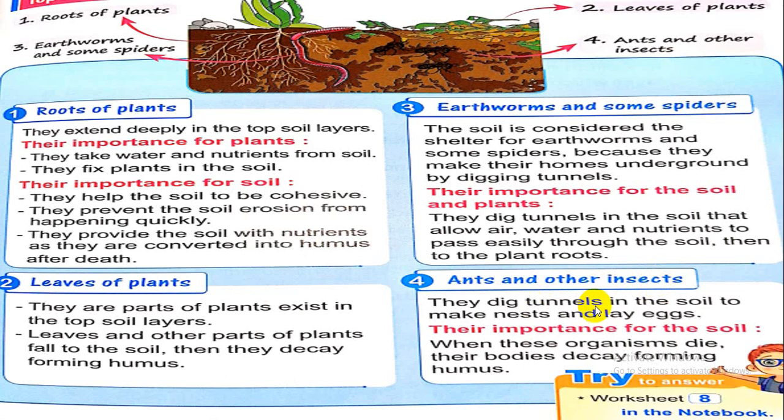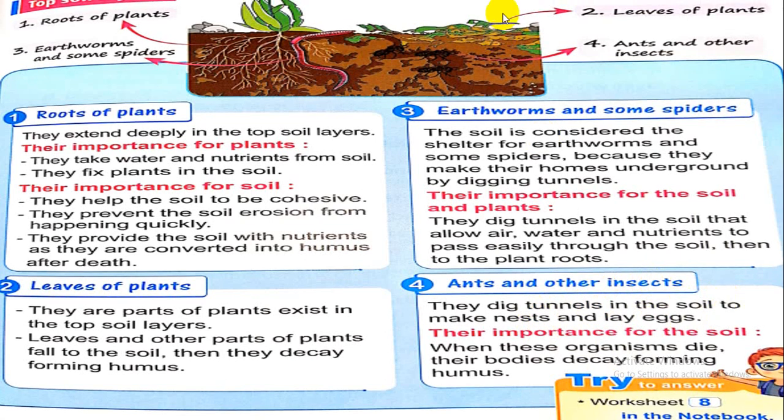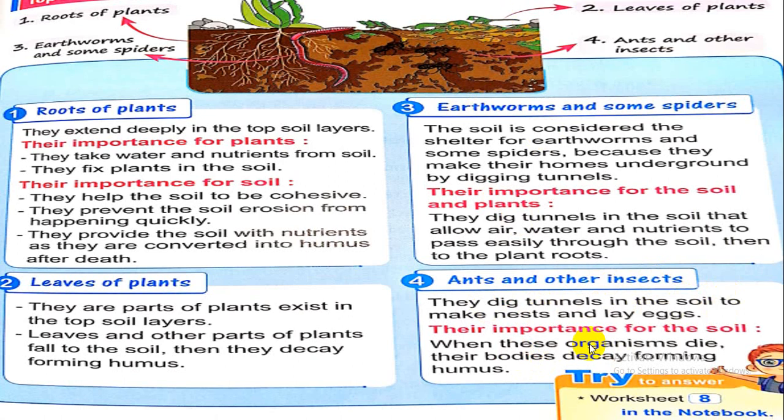Number four, the fourth component, ants and other insects. They dig tunnels in the soil to make nests and lay eggs. What is the importance of ants and insects for the soil? When these living organisms die, their bodies decay, forming humus.